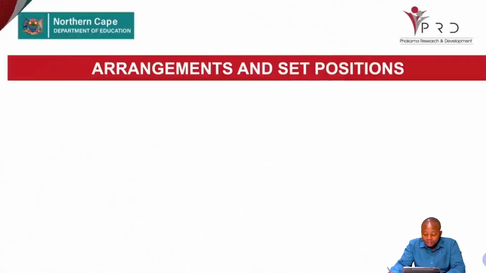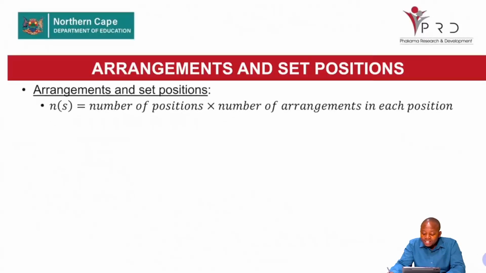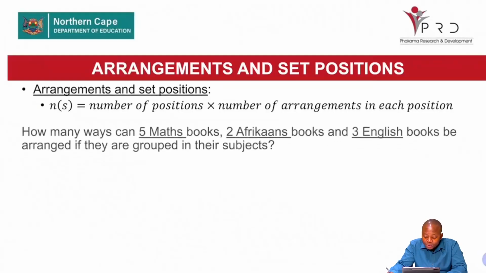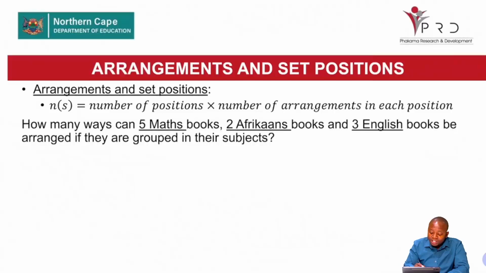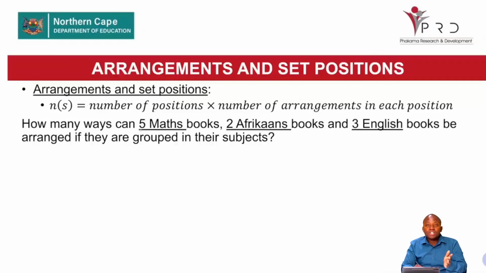Right. Let's move on. Arrangement and set position. The number of positions times the number of arrangements in each position. So what are we doing in this case? We are talking about a situation whereby we have set positions, to say, in the first position we need to have 5 options, then second position, third position in that case. They asked how many ways can 5 math books, 2 African books, and 3 English books be arranged if they are grouped in their subjects.